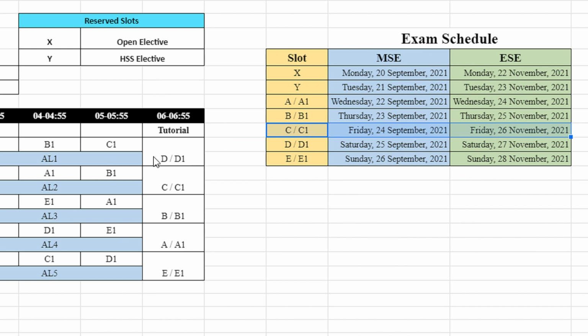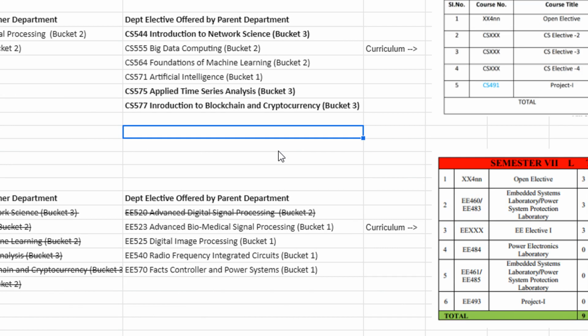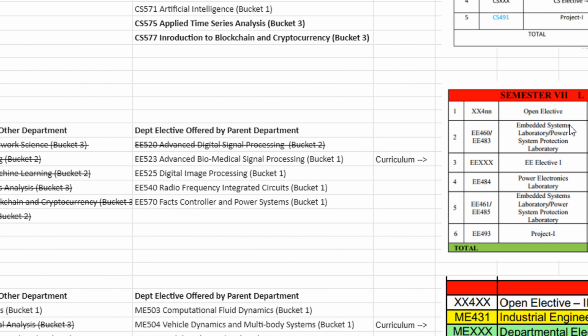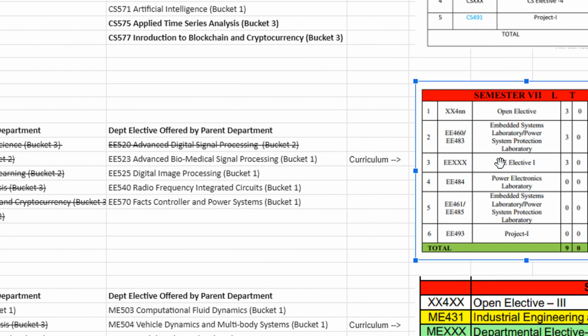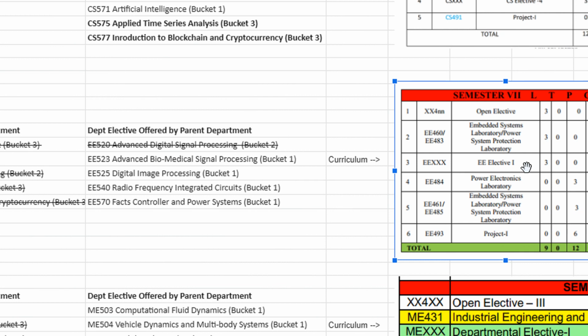Let me come to another, a bit unique example. Let us come to the electrical department now. In the electrical department, there is a unique case. The curriculum has only one elective, so the department can have only one bucket. If the curriculum has n electives, it will still have 3 buckets, but the n subjects will be divided among the 3 buckets. But now you can see the electrical department has only one elective.